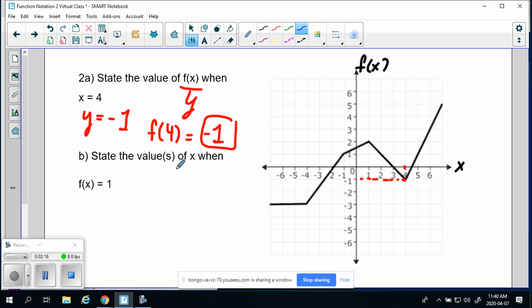State the values of x when f of x is equal to 1. In this case, they have given you y and they want you to find x. So we are going to look up y is equal to 1 right here. There's us on the y-axis. The interesting thing is that if you look up y is equal to 1, it hits two different values of x. It hits 1 at negative 1, and it hits 1 at 2. So actually, there are two x values, and you have to put them both. Otherwise, you're wrong.